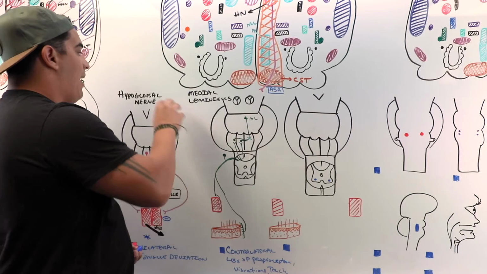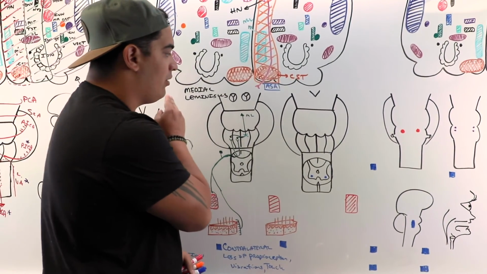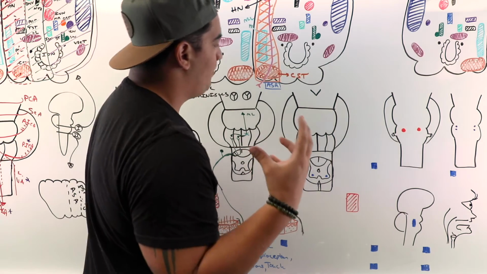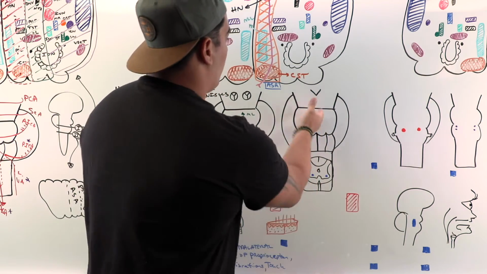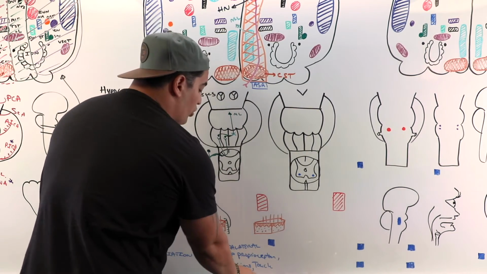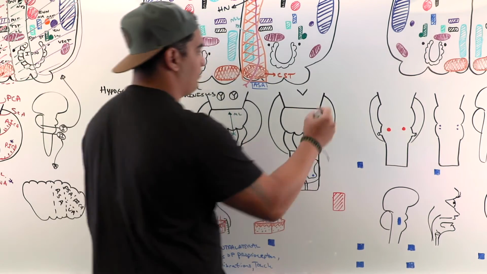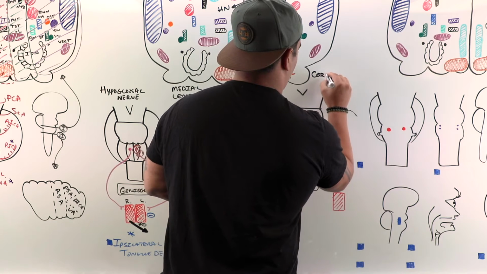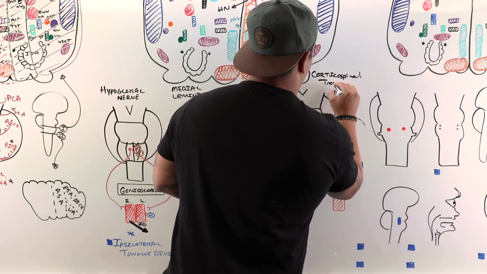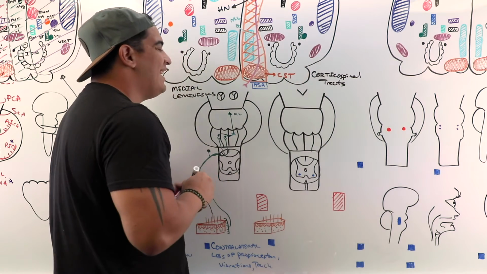Okay, so we covered what happens with the hypoglossal. So far it's ipsilateral tongue deviation. Contralateral loss of proprioception, touch, and vibrations. What's the last structure damaged here? The last structure that's damaged here is the corticospinal tracts. As you guys know, this is our descending motor tracts.